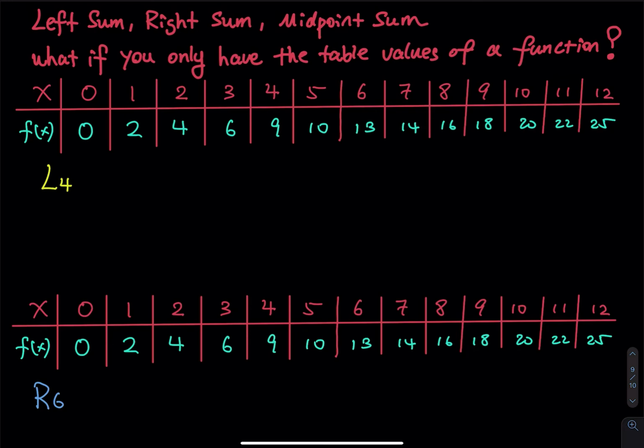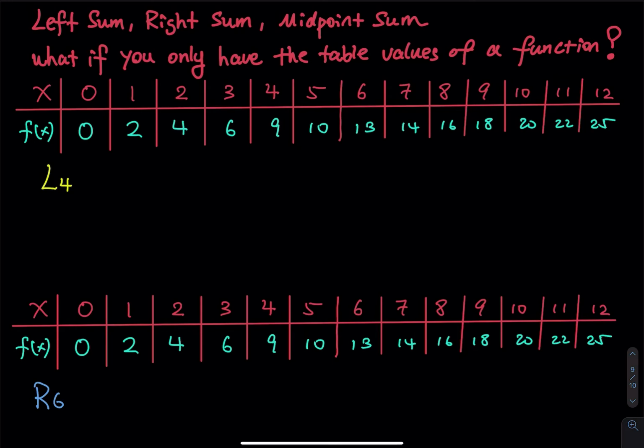No function, no graph, you just pick the values, add them up, multiply by the base of the rectangle, then you are all done. Let me show you how easy this is. So I have a table of values. First of all, I want to use 4 subintervals and then find the left sum.